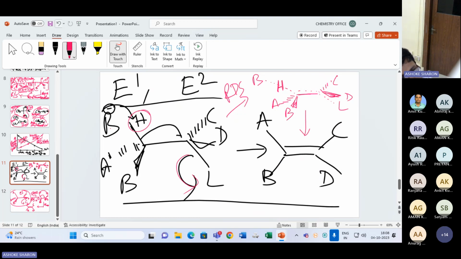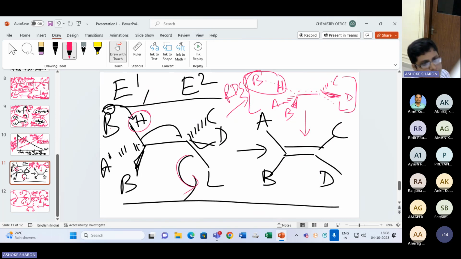I have written a dotted line. Why? Because the base attacks; I mean the base will take this one. All are involved in this transition state. Okay, and L is removed. How many components are involved? The base is one component, and this is another component, and this is the RDS. That's why it is called a bimolecular reaction. Then the next step gives the product. So that's why this is called bimolecular. Again, it will follow the same strategy: how the leaving group is removed, how the other component is involved. All other points are there.